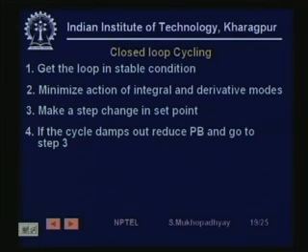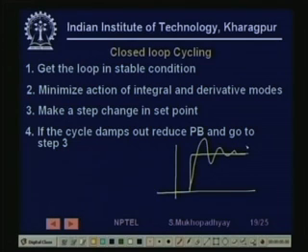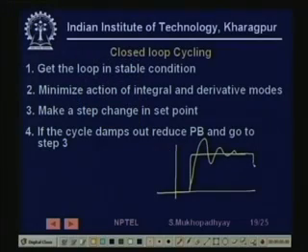Now make a step change in the set point. So the process loop rises and it dies down. If the cycle damps out, then you reduce PB. Reduce PB means increase the gain. If you increase the gain, your gain margin will reduce, which means that the process will be closer to an oscillation. So next time you give another step.